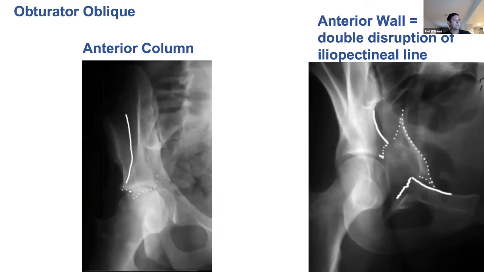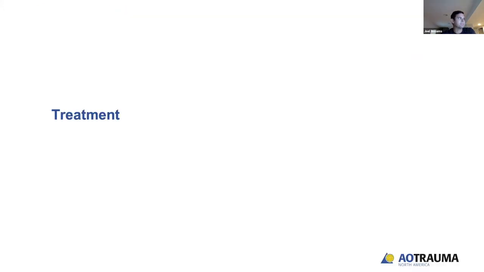And again, this is probably the best view. If you've identified there's a disruption of the iliopectineal line, you're thinking that your diagnosis is anterior column or anterior wall, look at the obturator oblique. If there's a double disruption in this trapezoidal shape, it's an anterior wall. If there's a single disruption, or sometimes there's not even a disruption until way down inferior close to the symphysis, then it's an anterior column.